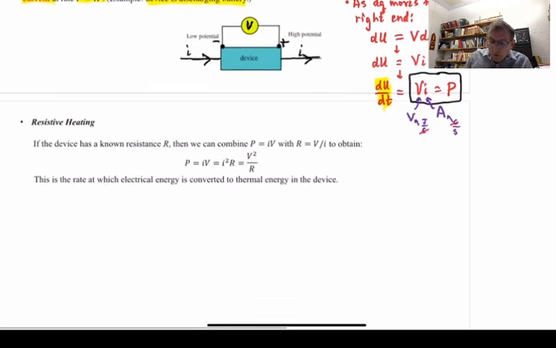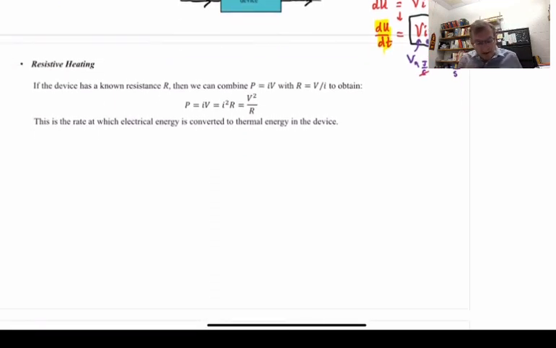Now, special case, what if the device is a resistor with a known amount of resistance R in ohms? Then we can simply combine the general power formula, P equals IV, with the definition of resistance, R equals V over I.